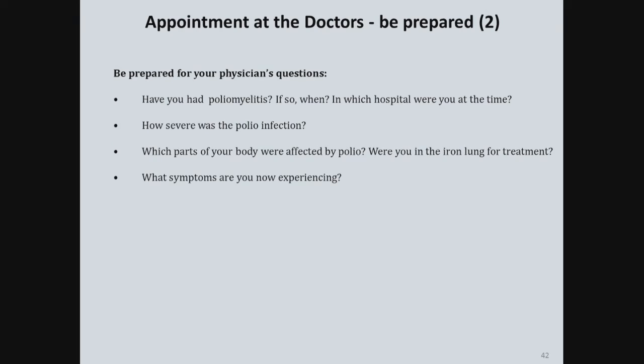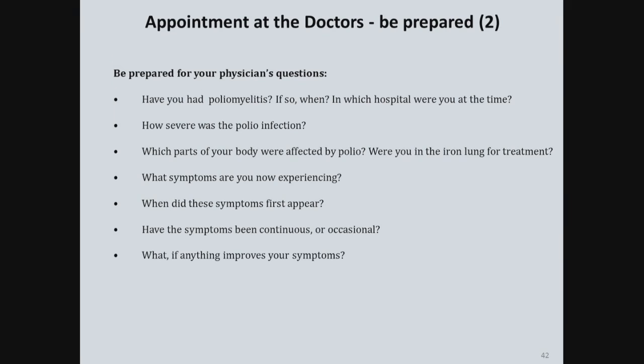What symptoms are you now experiencing? When did these symptoms first appear? Have the symptoms been continuous or occasional? What, if anything, improves your symptoms? What worsens your symptoms?